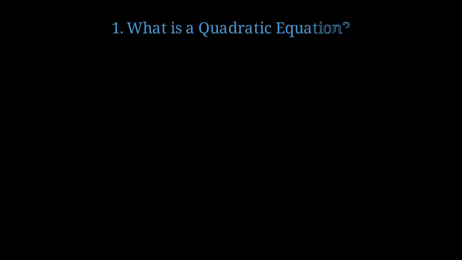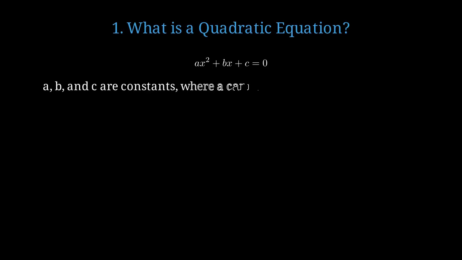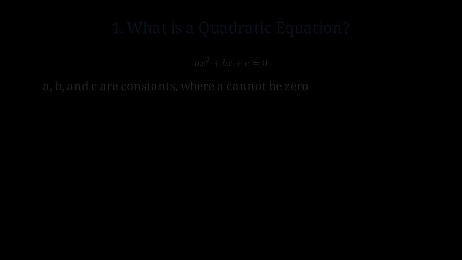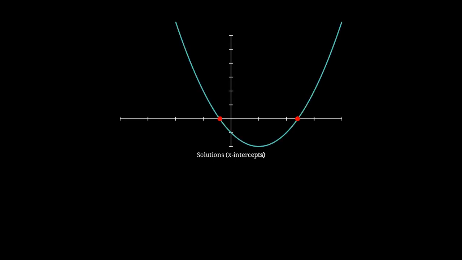First, let's understand what a quadratic equation actually is. A quadratic equation is any equation where the highest power of x is 2. The coefficients a, b, and c are constants, and a must not be 0, otherwise it wouldn't be quadratic. When we graph a quadratic equation, we get a parabola, and the solutions are where it crosses the x-axis.